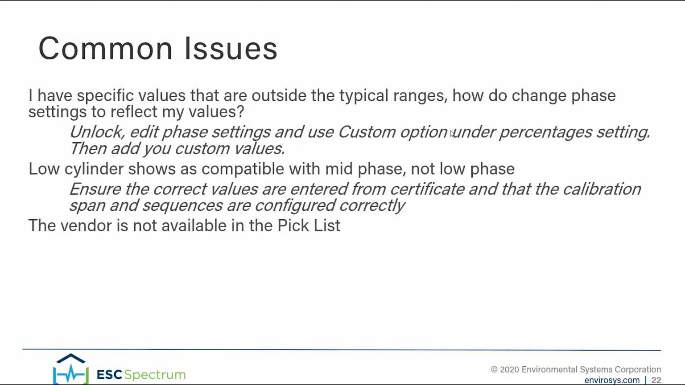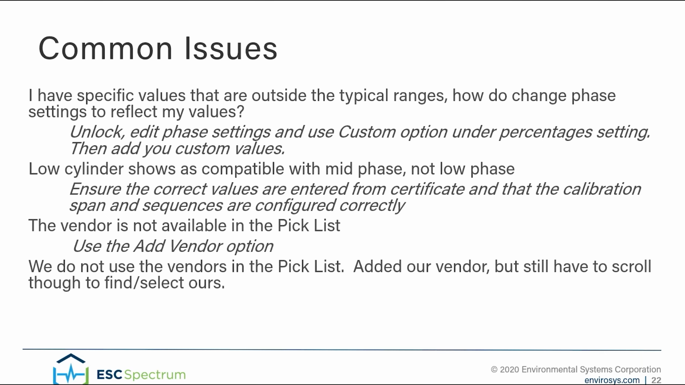The vendor I am using is not available in the pick list from the drop-down vendor list. You have an add vendor option where you can go in and add that vendor into your system. We do not use the vendors in the pick list. We added our vendor, but still have to scroll through to find and select ours. That's an easy fix as well.